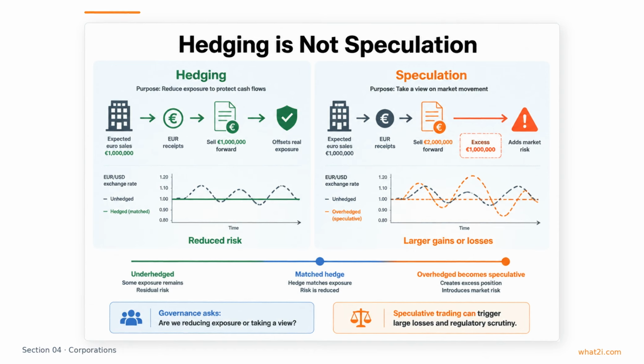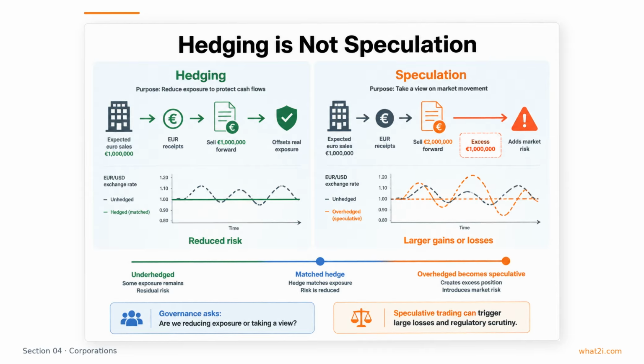The danger is that a hedge can turn speculative if it becomes larger than the underlying business risk. For example, if a company expects 1 million euros of revenue but sells 2 million euros forward, the extra amount is no longer protection, it is a bet. That can create losses instead of reducing risk. Good governance asks a simple question: are we reducing an exposure or taking one?